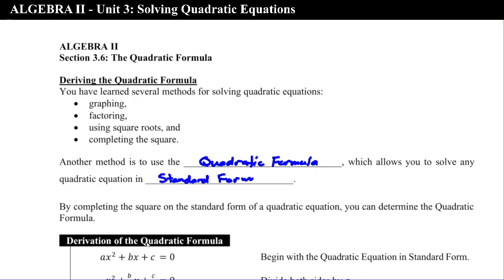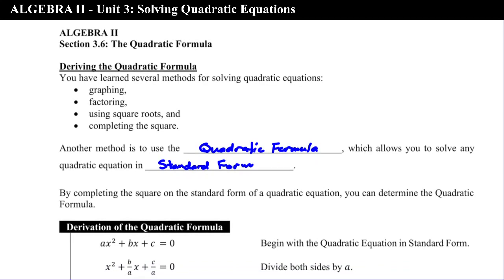You start off with the quadratic equation in standard form, ax squared plus bx plus c equals 0. To get the quadratic formula out of this, we're going to implement some of the concepts we've been talking about in the last few sections. First, we want to divide both sides by a. Remember in the last section, we don't want anything leading in front of that x squared. So in order to avoid that, we're going to divide everything by a.